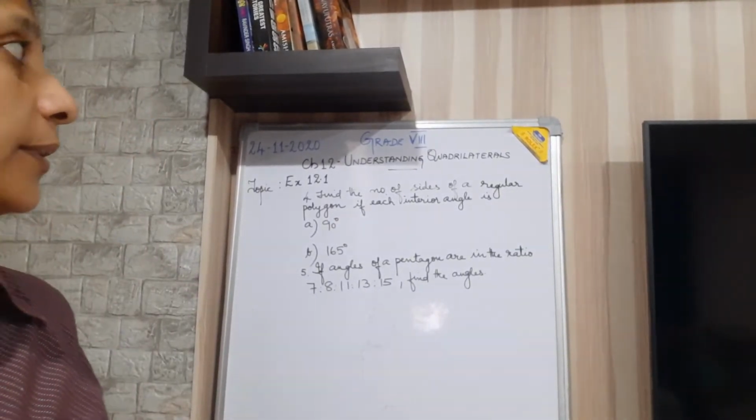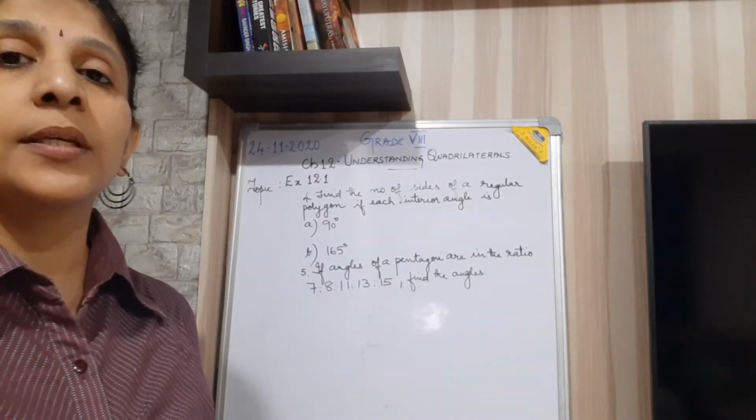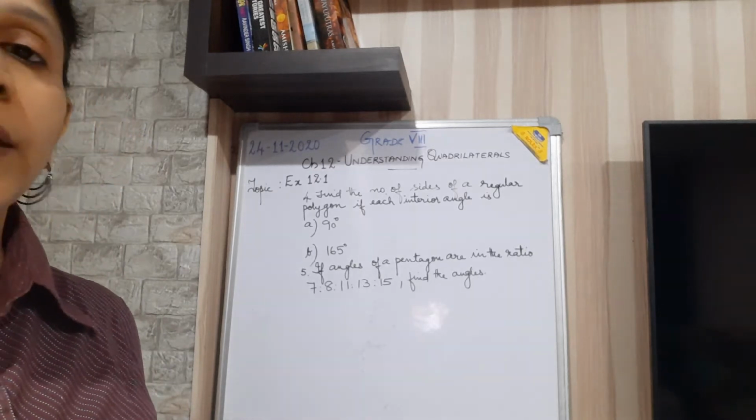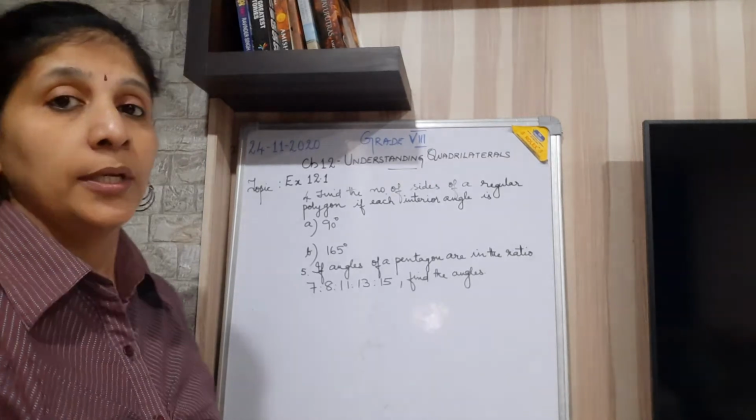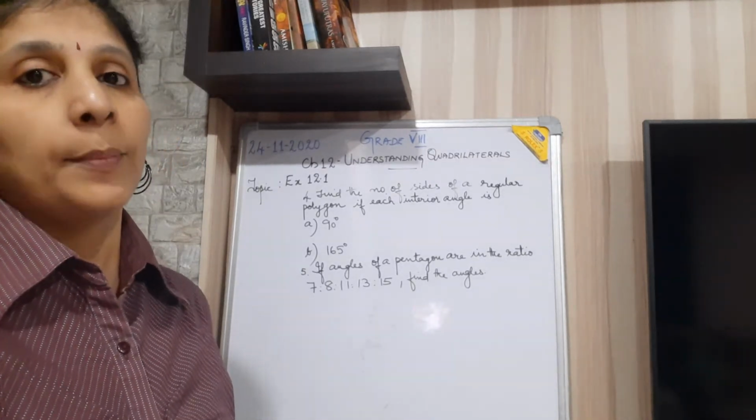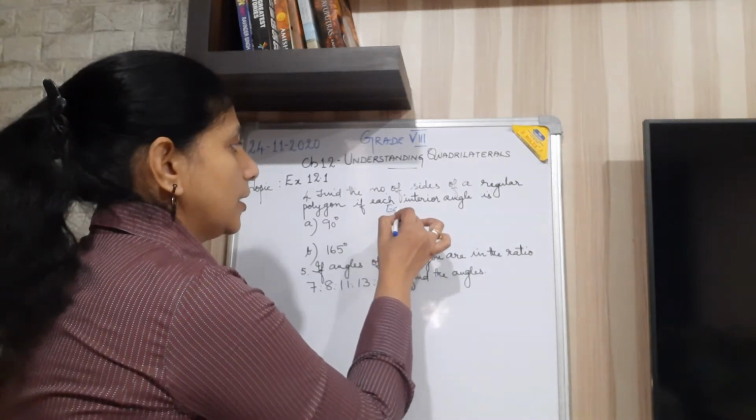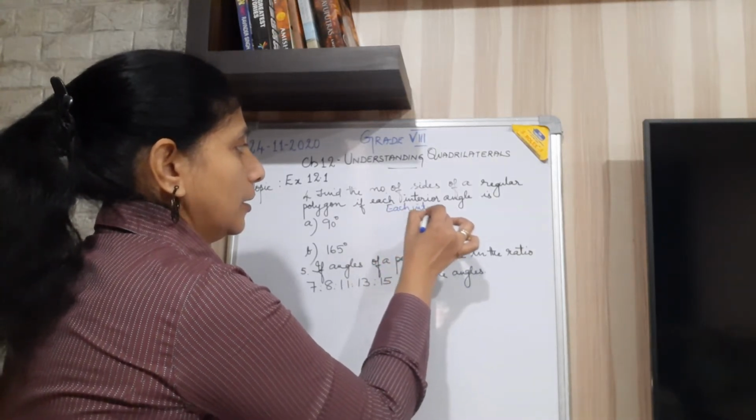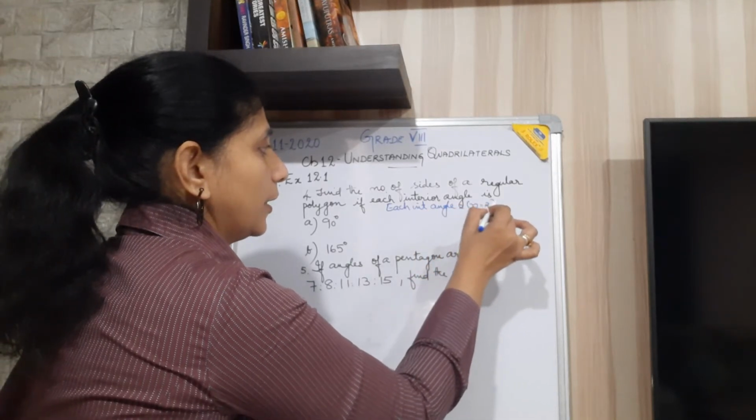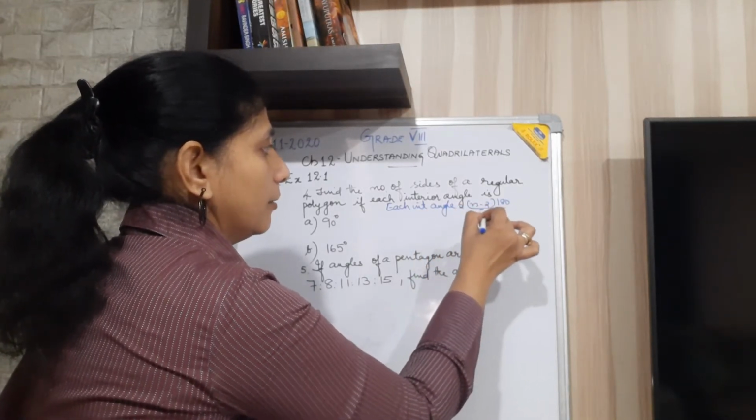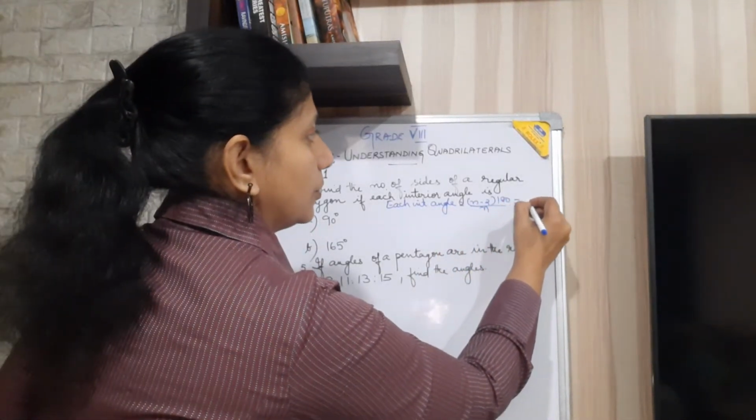The next question is, find the number of sides of a regular polygon if each interior angle is given, that is 90 degrees and 165 degrees. Sum of interior angles upon number of sides will give you each interior angle. So each interior angle equals n minus 2 into 180 upon n. That is given as, in the first case, 90 degrees.